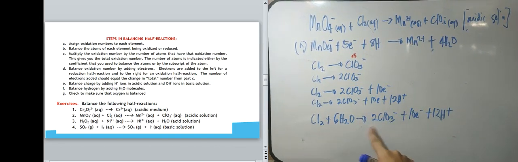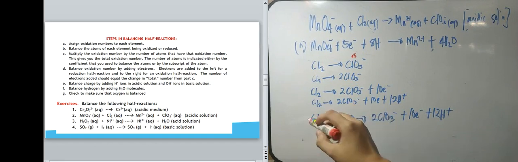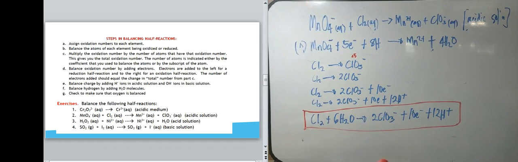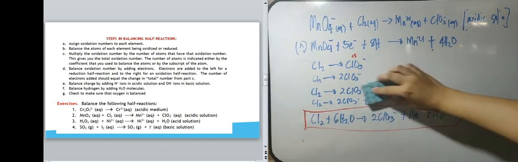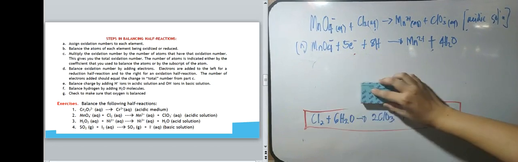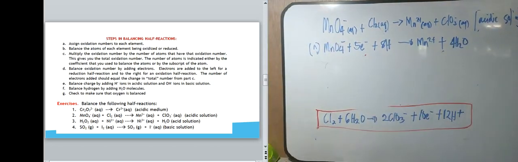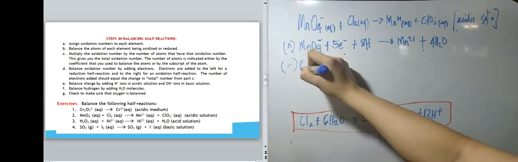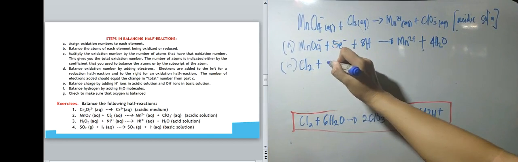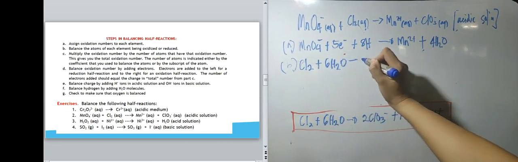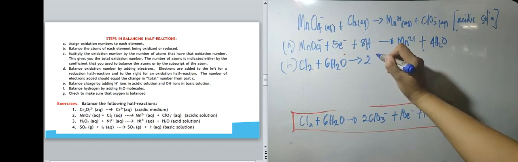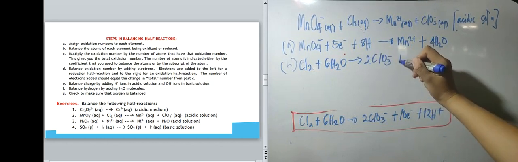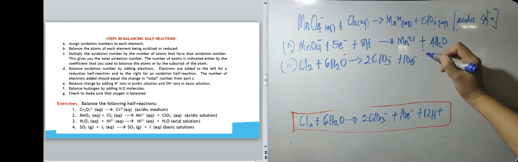Dalawang Cl, 12 H, 12 H, 6 oxygen, 6 oxygen. So we already have this one, the half reaction, and the other half reaction. So we may now rewrite this one. Okay. Cl2, 6H2O, 2ClO3 negative, plus 10 electrons plus 12 H positive.